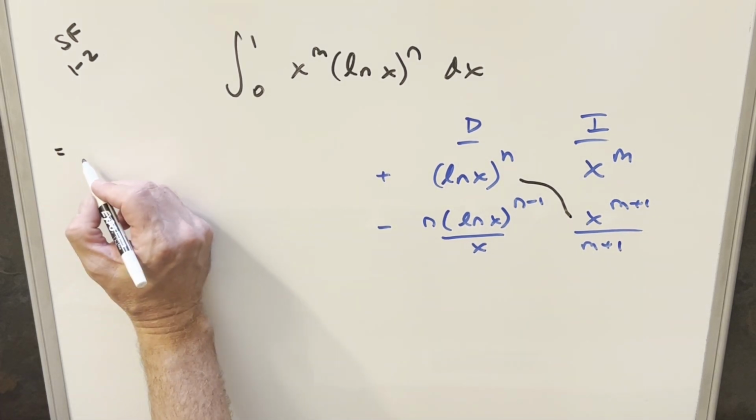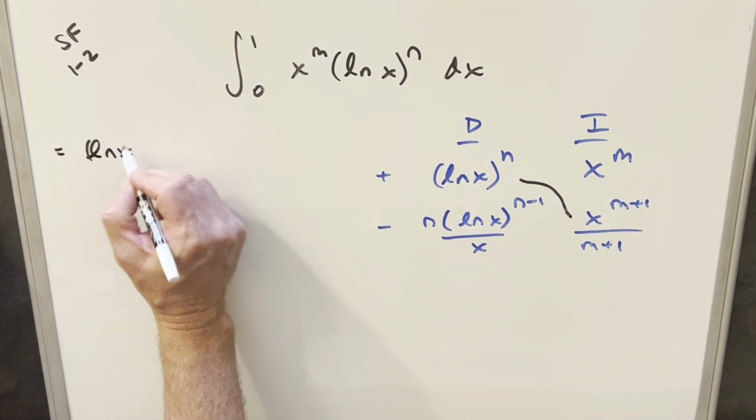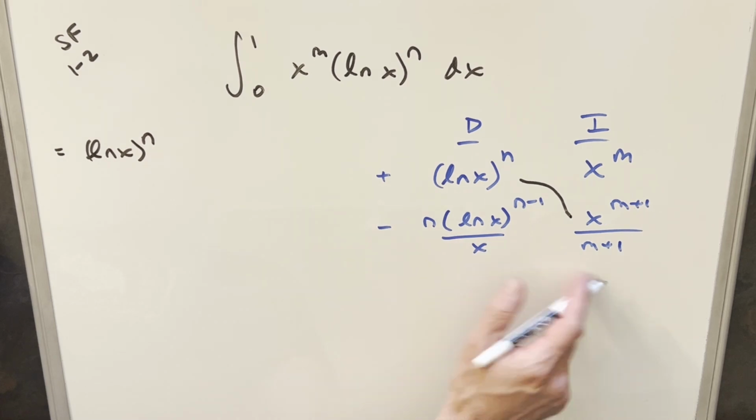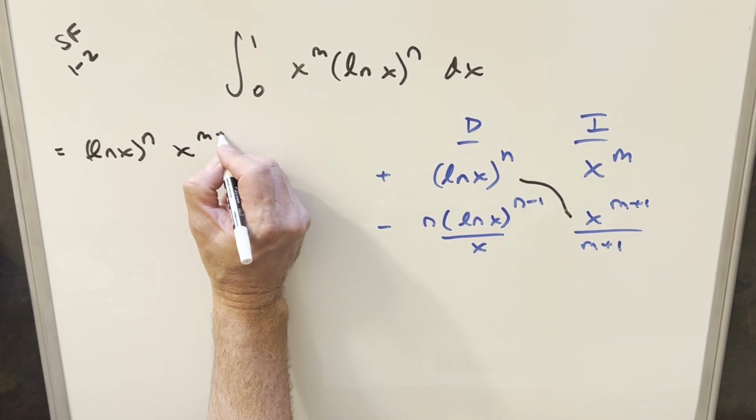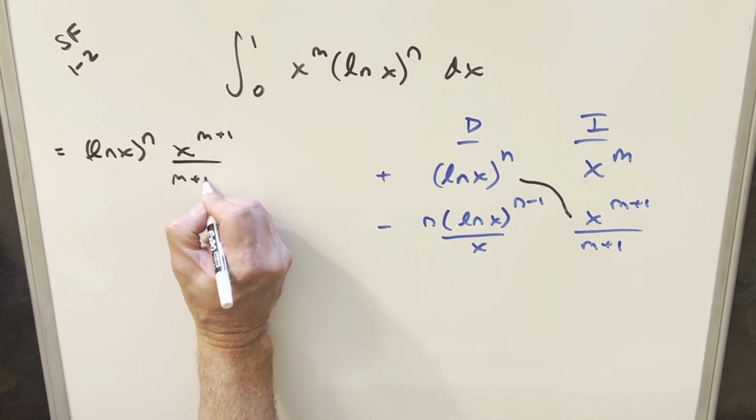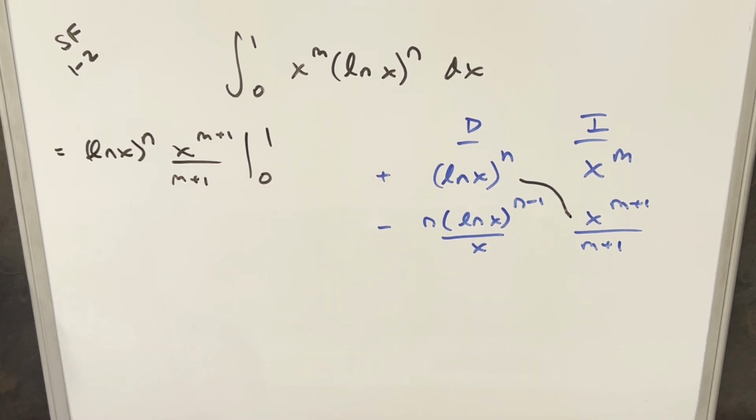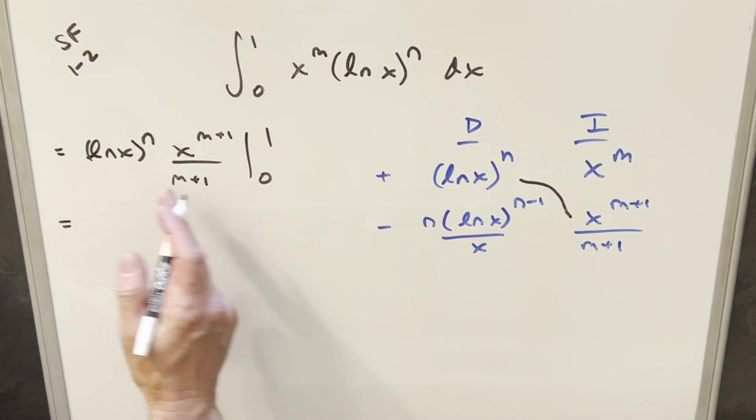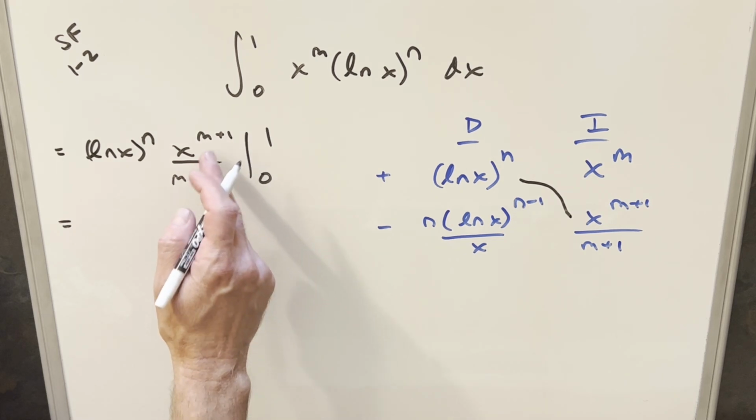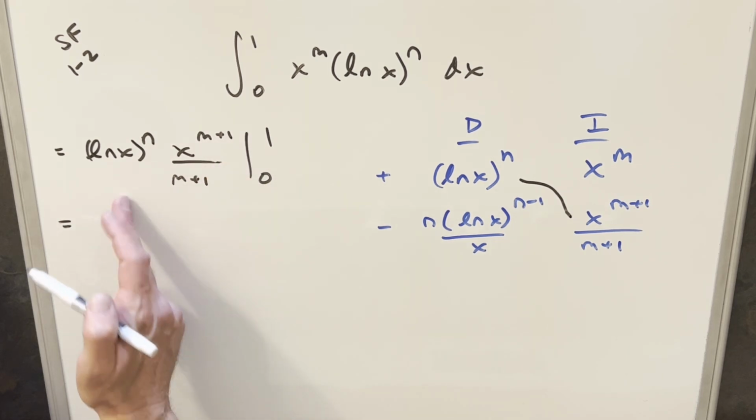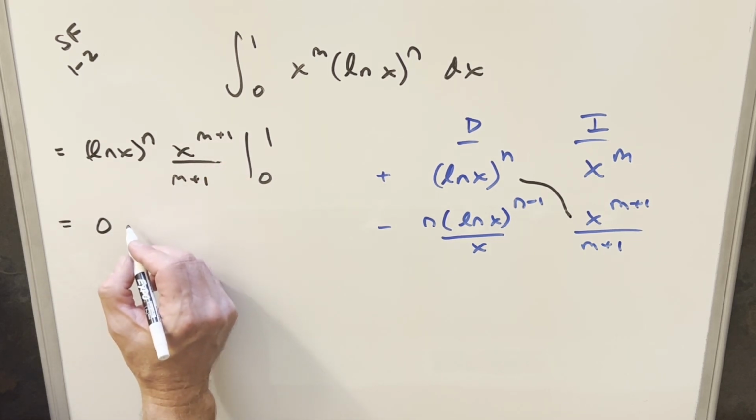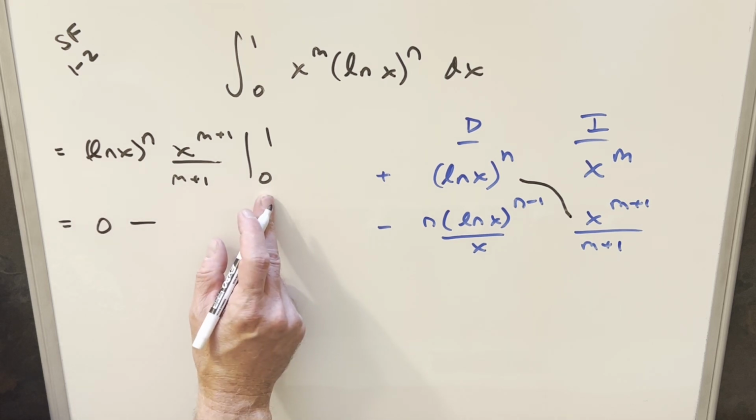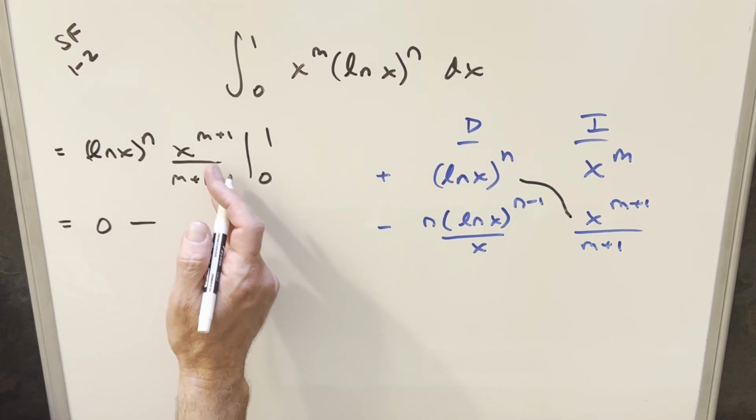What's going to happen, we're going to have (ln x)^n times x^(m+1) over m+1, and we're evaluating from 0 to 1. Well, first when we evaluate at 1, natural log of 1 is 0. The other factor is just going to be some finite number like 1 over something. So this is clearly going to 0 for the first part. For the second part, it's a little more complicated because we end up with an indeterminate form.